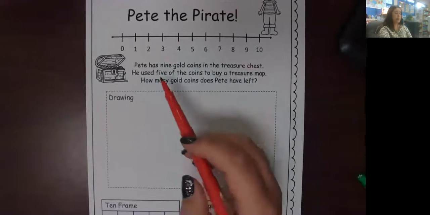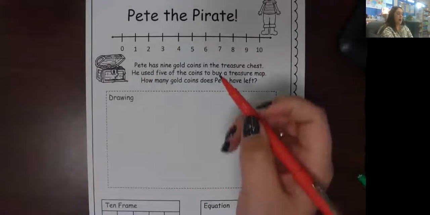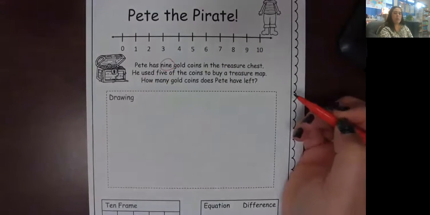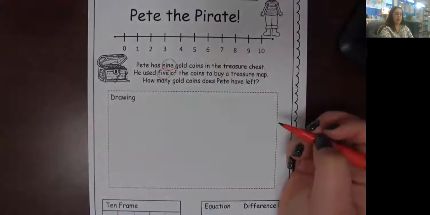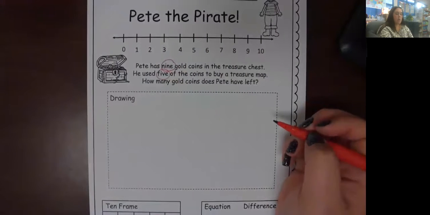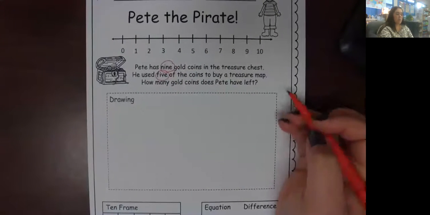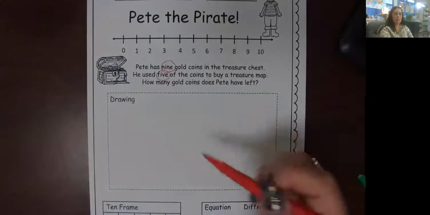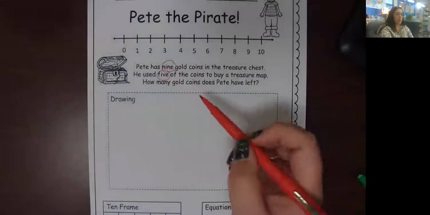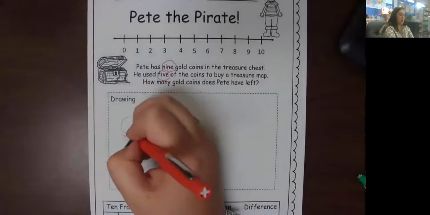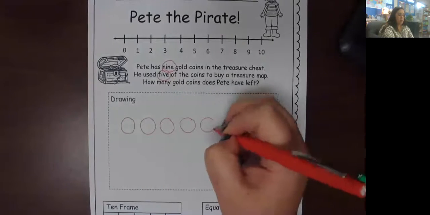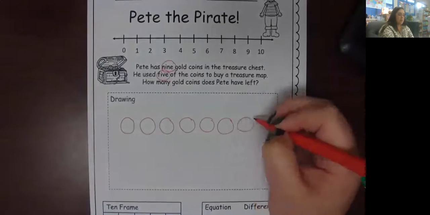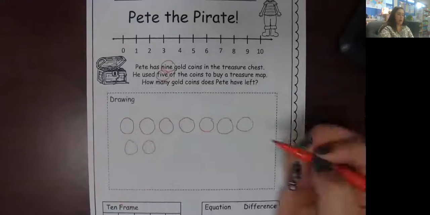The question says, Pete has 9 gold coins in his treasure chest. He used 5 of the coins to buy a treasure map. How many gold coins does Pete have left? Okay, well, here's our treasure box right here. And it says he has 9 gold coins. So we're going to draw 9 gold coins. 1, 2, 3, 4, 5, 6, 7, 8, 9.